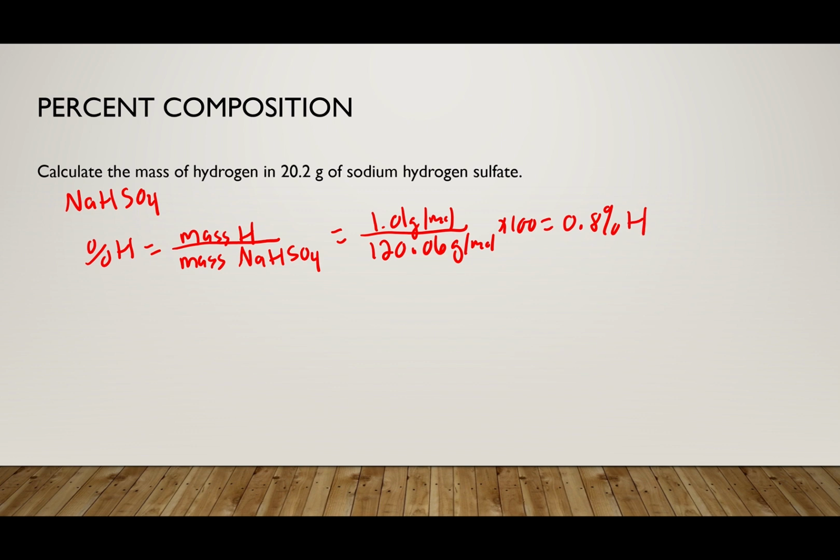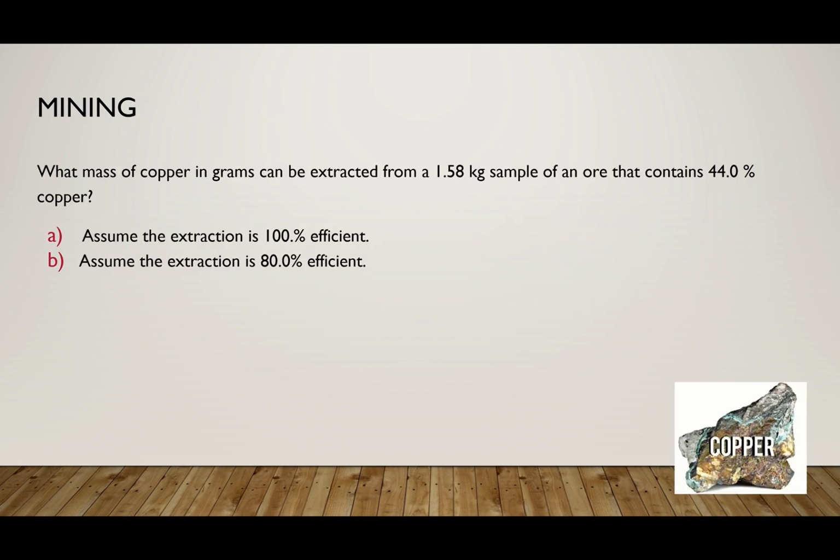What this tells us is that hydrogen makes up 0.8% of the mass of the sample. So if I have a 20.2 gram sample of sodium hydrogen sulfate, hydrogen makes up 0.8% of that. So hydrogen would be 0.170 grams of that sample. We can also use percent composition to find out what mass an element would make up of an entire sample, knowing what percentage by mass it makes up of the compound.